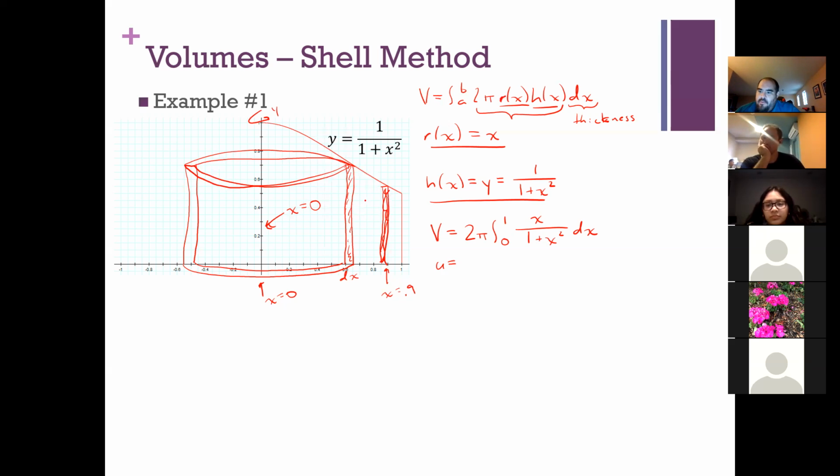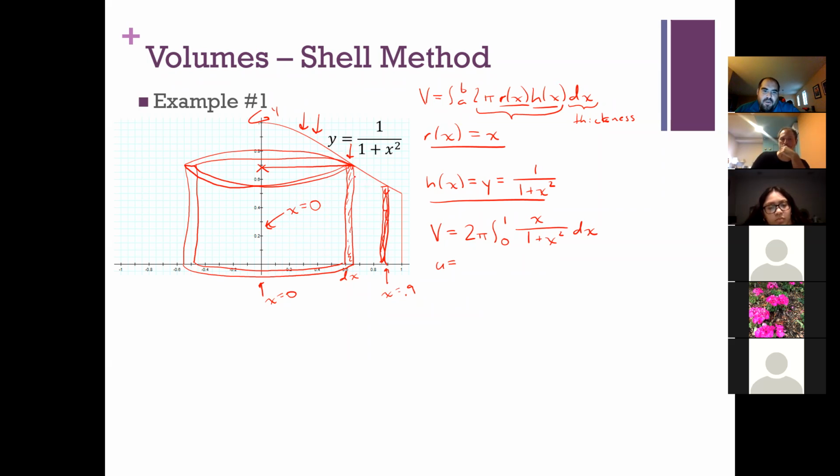Could you just one more time explain why r of x is just x? Sure. It all comes back to what the definition of radius is. The radius of this cylinder is going to be the distance from the center of this circle to the outside of that circle. And the outside of that circle is always going to be determined by whatever the value of this function is, on the interval we're on.